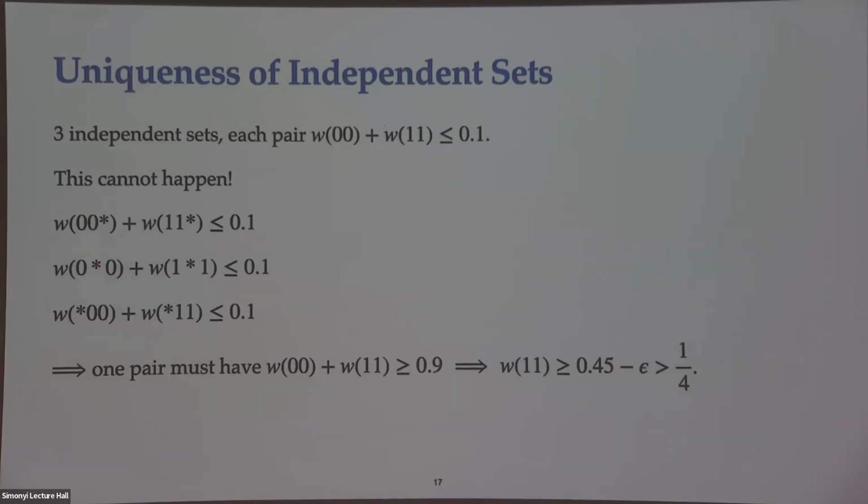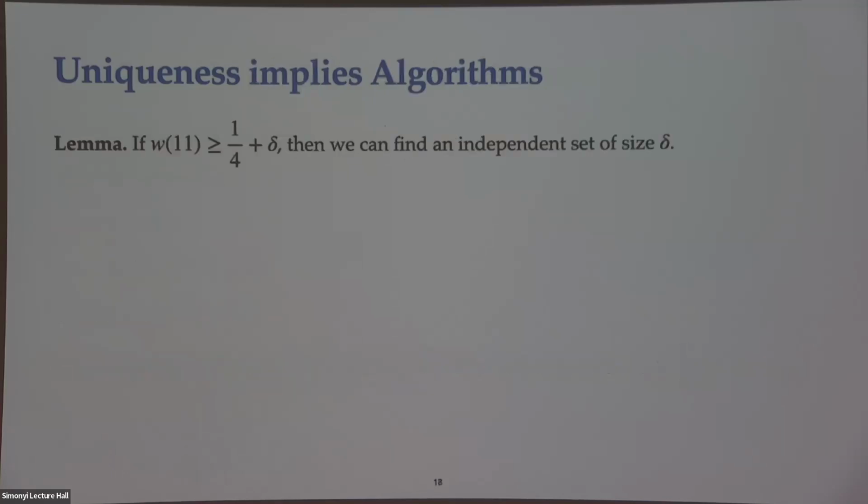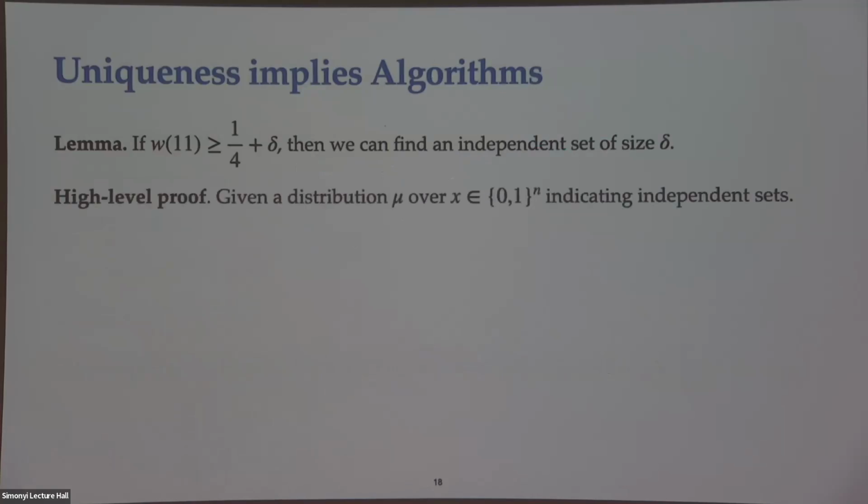Okay, so this is a proof of the combinatorial packing property of independent sets. Hope it's simple enough that everyone can understand. And then I'll tell you a bit about why we need the intersection to be larger than 1/4. So this is the algorithm part. Why does this imply that we can efficiently find an independent set? So I'll just give you the high level proof.